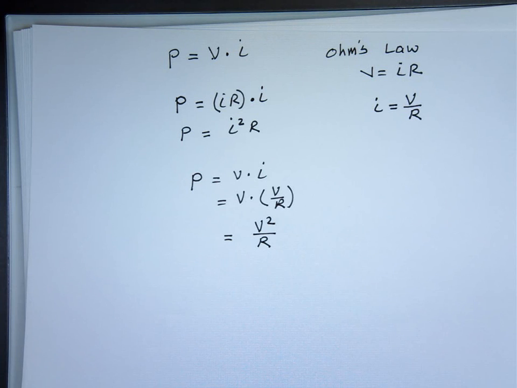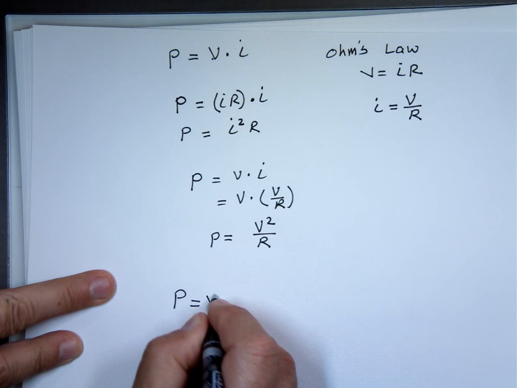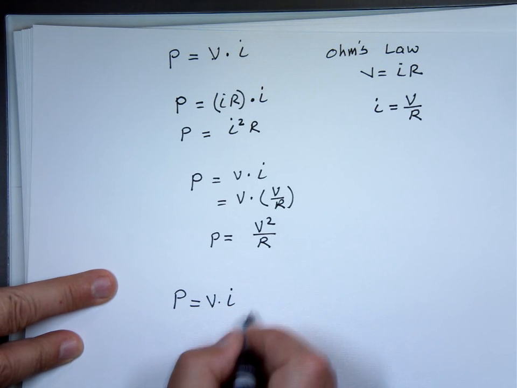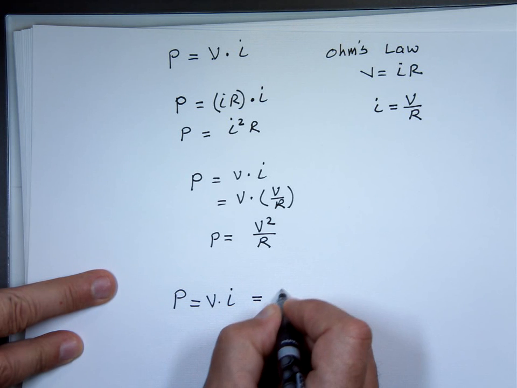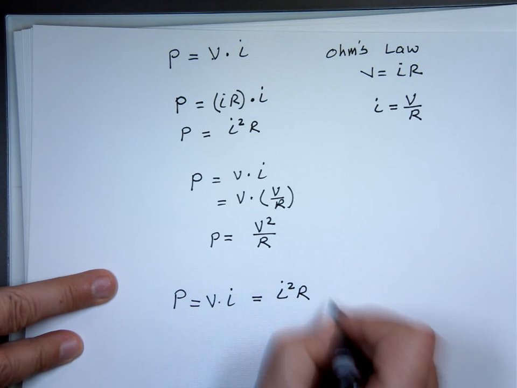So 3 ways to calculate power. Power could be V times I, if you know both of these. If you only know the current and the resistor, you can use I squared times R. If you only know the voltage and the resistor, it's V squared over R.